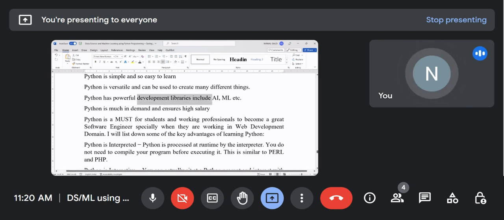Various libraries are available in Python. What is a library? A library is a collection of files.